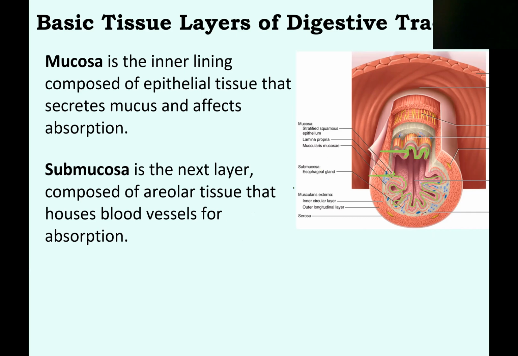Superficial to that is the submucosa. That's this kind of grayish layer right next to the mucosa. It's areolar tissue. This is where the blood vessels are. So this is where absorption takes place.